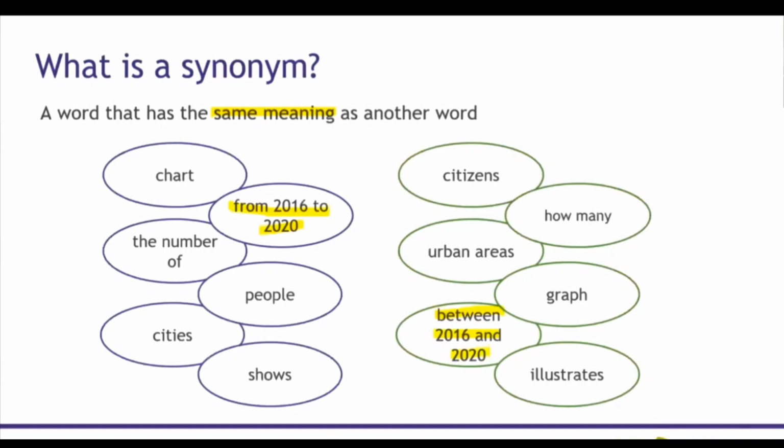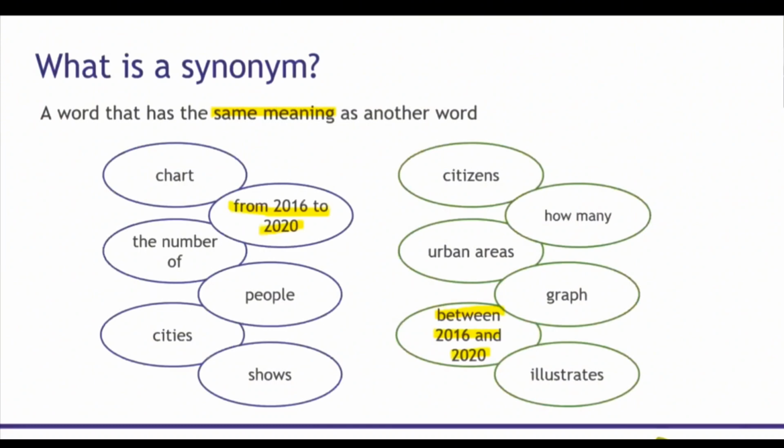Okay, it's not necessary to paraphrase every single word that we have in the question, but we do have to look at pulling out the important words and those key words and making sure that we can try to write it in a slightly different way.